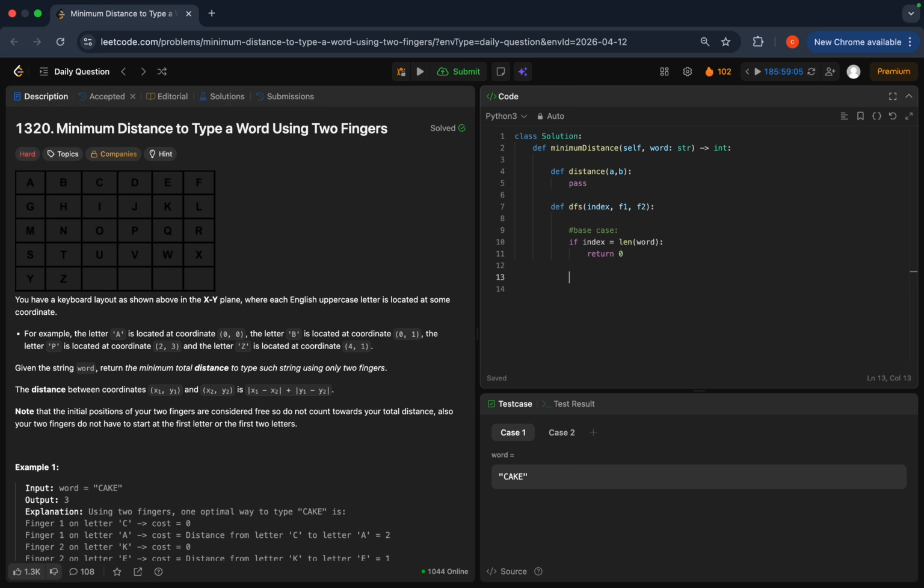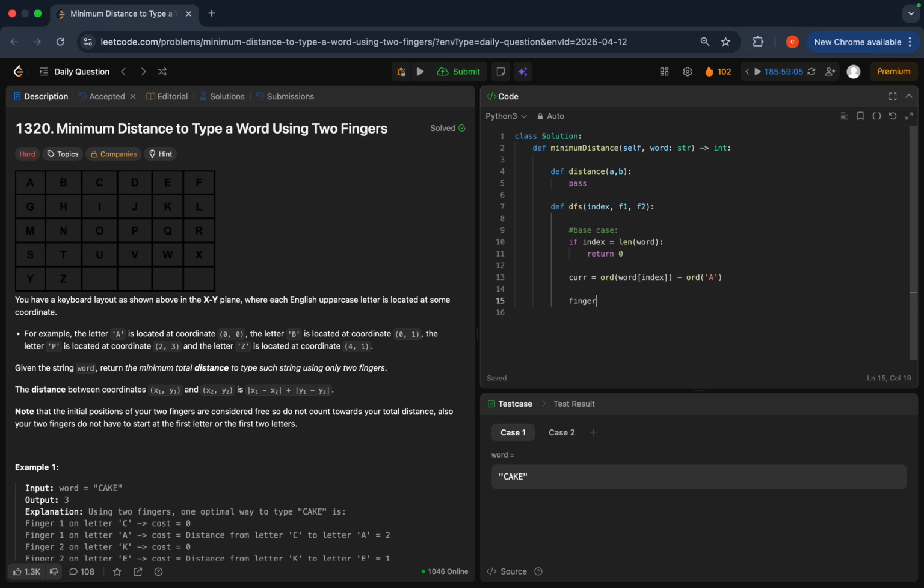Now we will have to find the current letter. Using that we will be getting the current position, right? So current is equal to ord of word of index, subtracted by ord of A. So now you get the current value, and now you will have the decision.